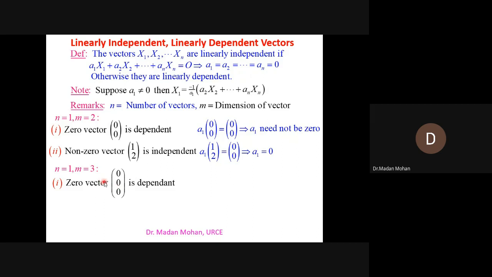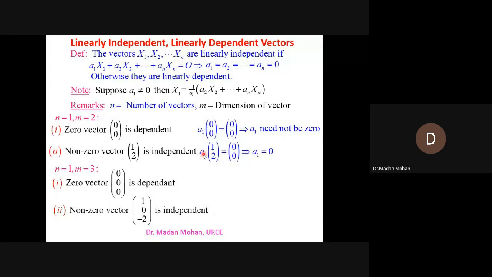Whereas a non-zero vector, for example (1, 0, minus 2), is independent. Please observe, zero vector means all entries are zeros. Non-zero vector means at least one entry not equal to 0. It is independent, made very clear.